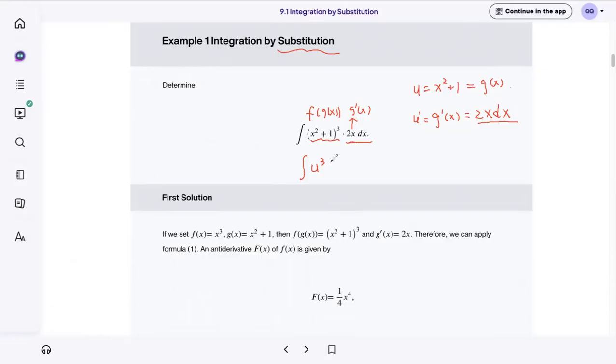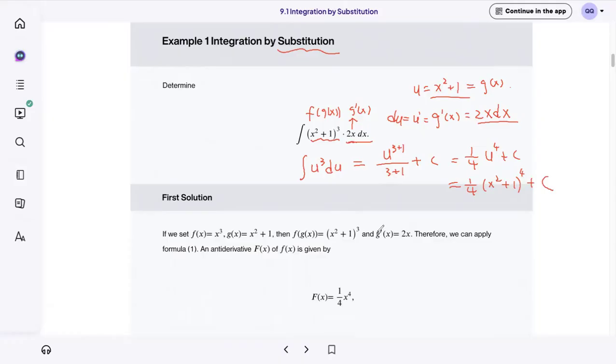So 2x dx is just du, right? U prime we normally write as du. Now we have u as the variable, so we know exactly how to anti-differentiate this. We add 1 to 3, divide by the new exponent, then add c. So that's 1/4 of u raised to 4 plus c. Then we substitute u back. U is x squared plus 1. So 1/4 times x squared plus 1 raised to 4 plus c.